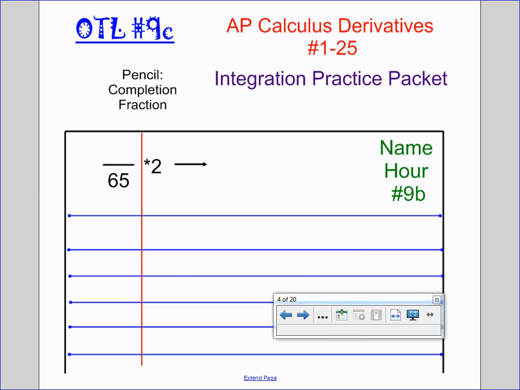We've got the AP Calculus derivatives 1 through 25. I did change the bottom question to a log base 10, and then the last question, number 25, to a secant squared, because we didn't have logarithmic differentiation yet.